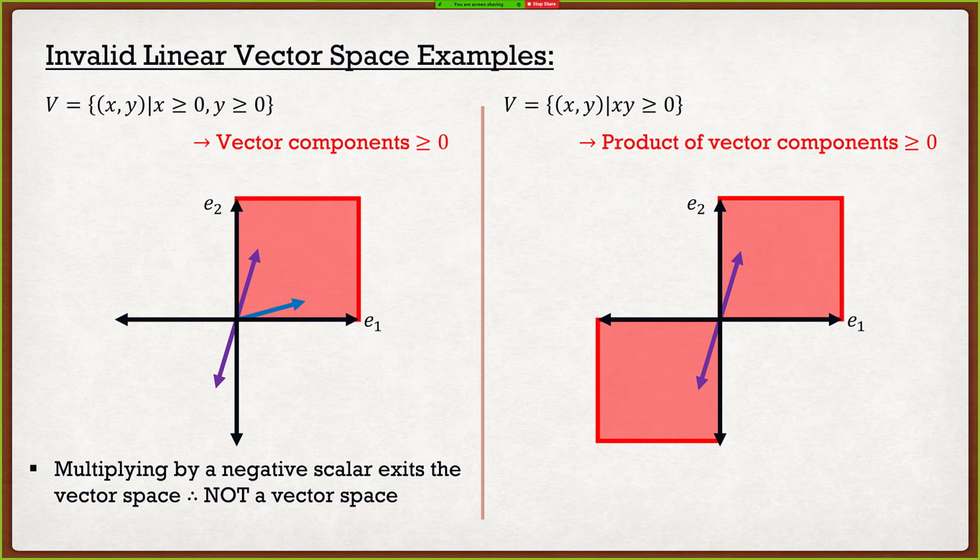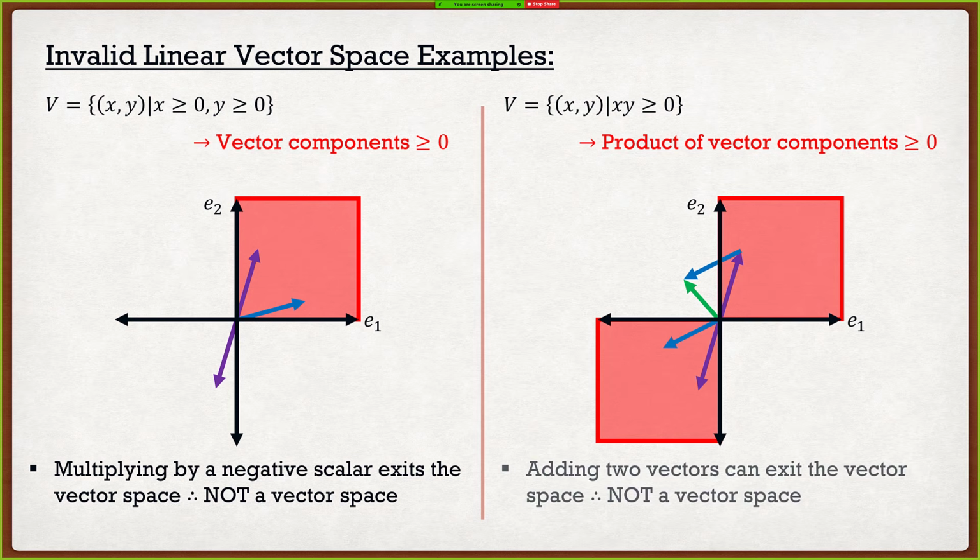However, if I look at a second vector in this vector space, let's say this blue vector down here, and I add this to my purple vector, as we can see, the resultant actually exits our vector space. So in this particular case, this is also not a vector space, because the addition of two vectors can exit our vector space.